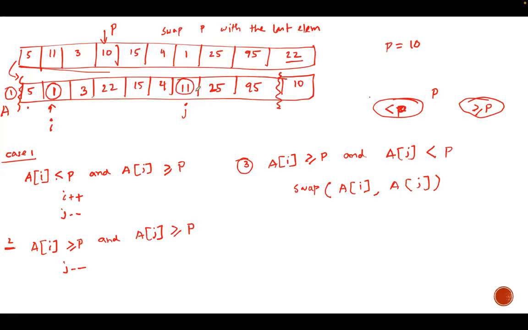After we did the swapping, this is the case again. Okay, case 1 is now true. So now A[i] is pointing at a value less than P, and A[j] is pointing at a value greater than or equal to P. So it means again it is time to move both i and j. So we're going to move i again with i plus plus, and move j again with j minus minus.